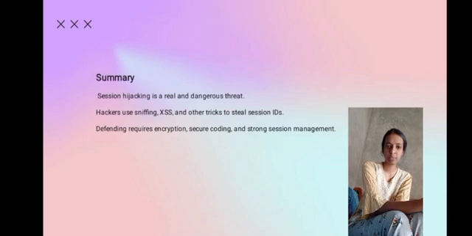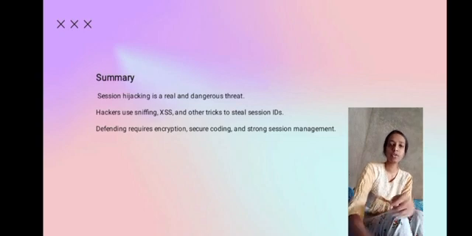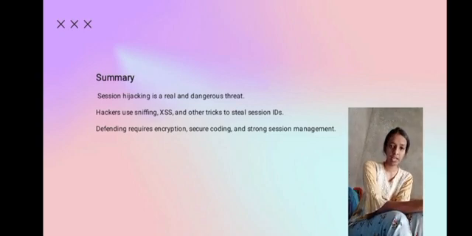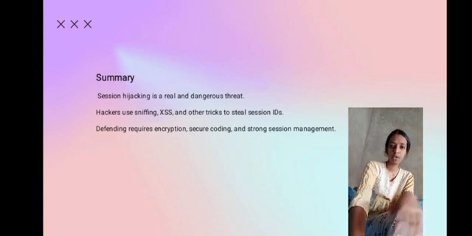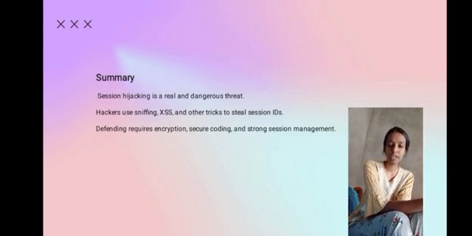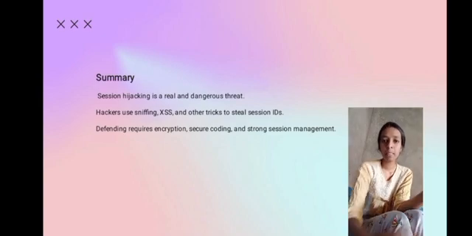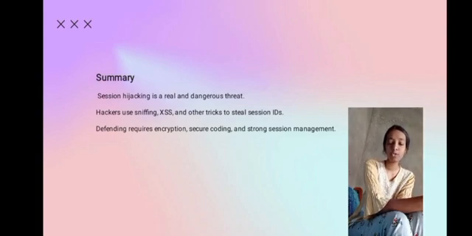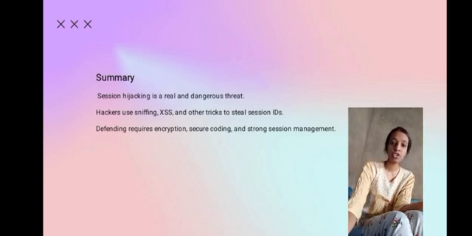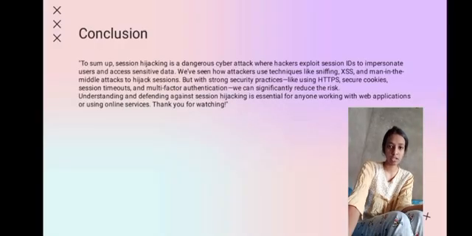So here is the summary of our session hijacking topic. Session hijacking is a real and very dangerous threat. We also understood the techniques hackers use to take control over a session. In that we studied cross-site scripting, man in the middle, session sniffing, and session fixation. And in the last we also understood the techniques we need to use to protect our sessions and session tokens from the hackers.